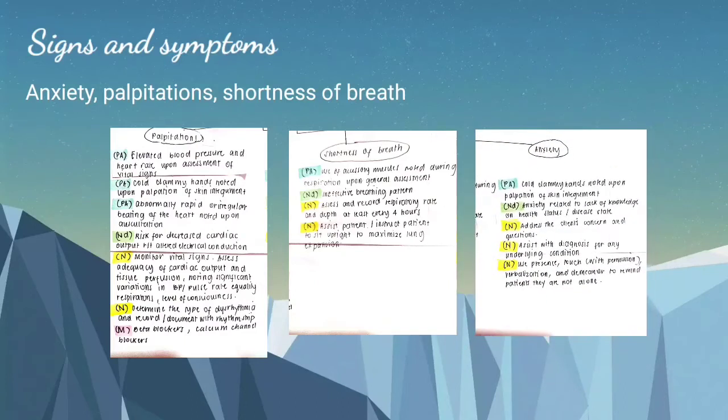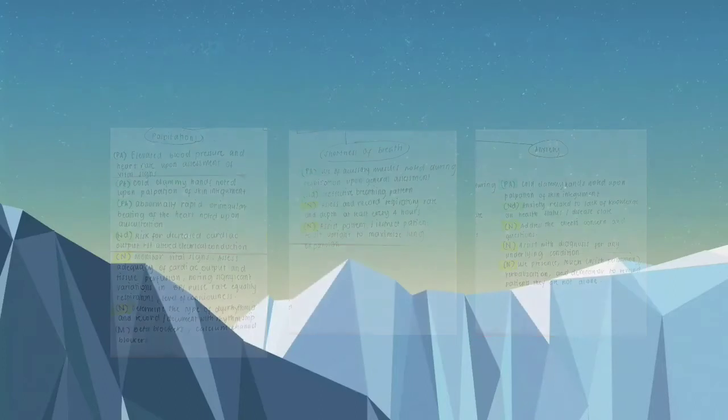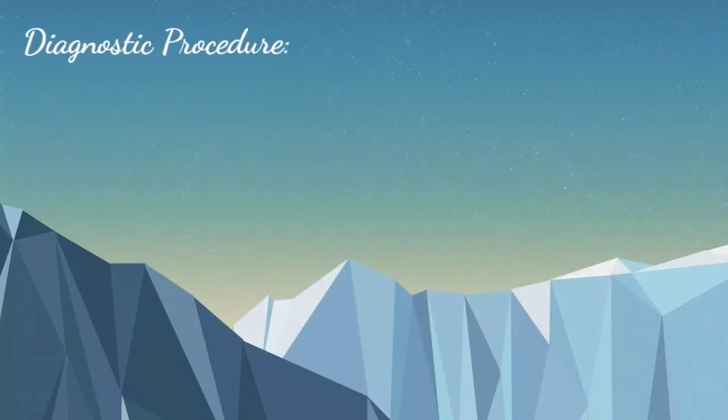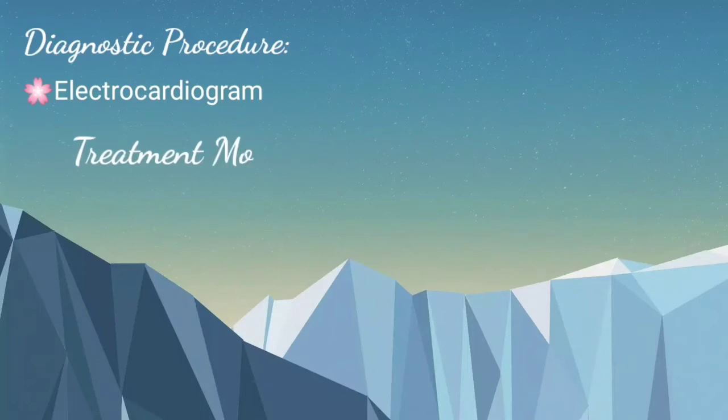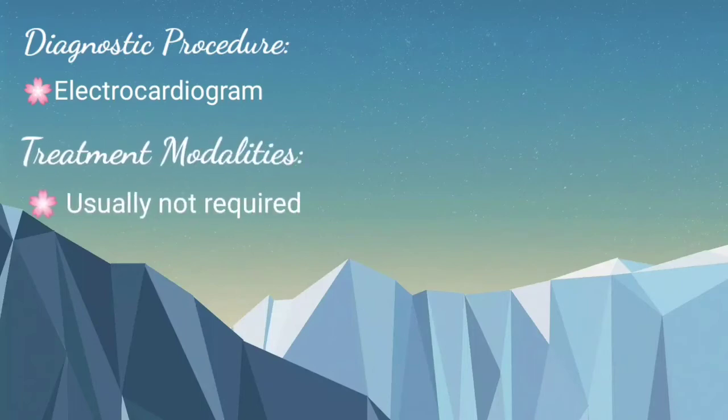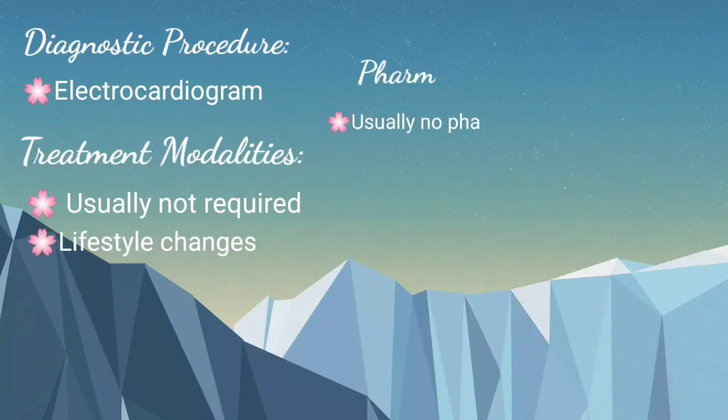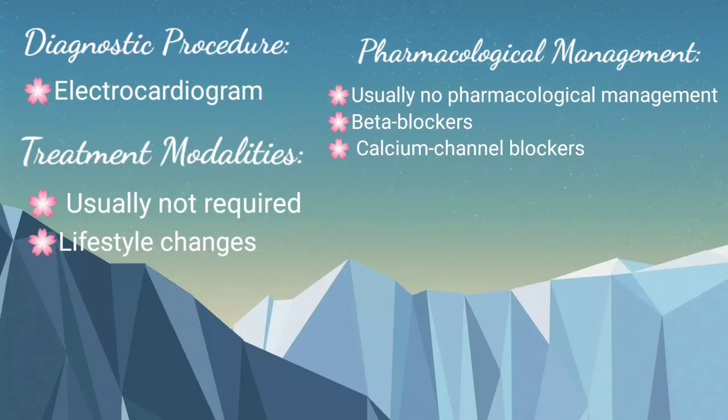Physical assessment includes cold, clammy hands noted upon palpation of skin integument. Nursing diagnosis is anxiety related to lack of knowledge on health status and disease state. Diagnostic procedure for premature junctional complex is the electrocardiogram. Treatment is usually not required, but people may opt to do lifestyle changes. For pharmacological management, they are usually not required.